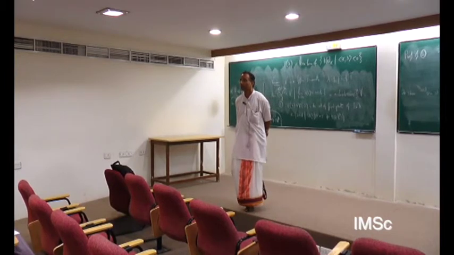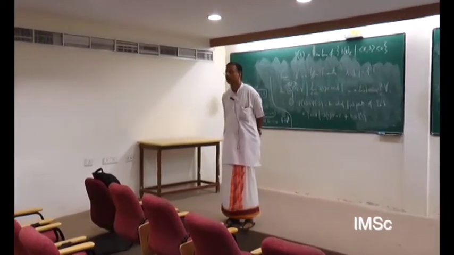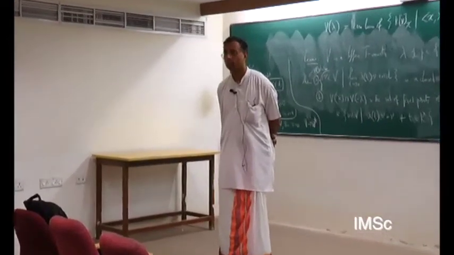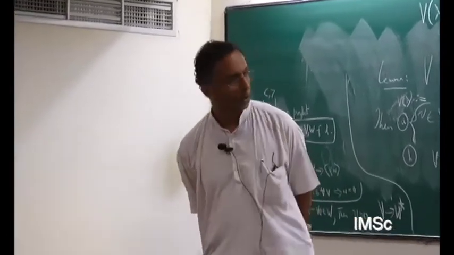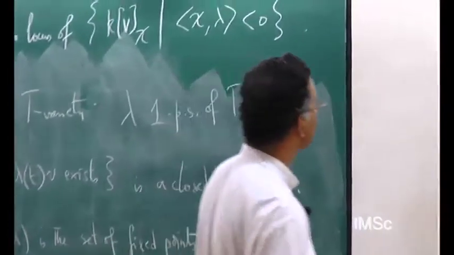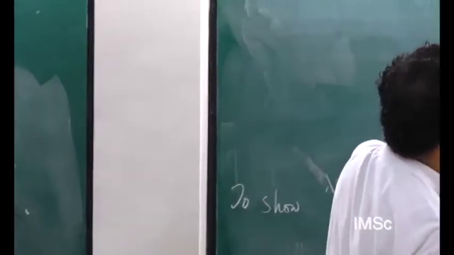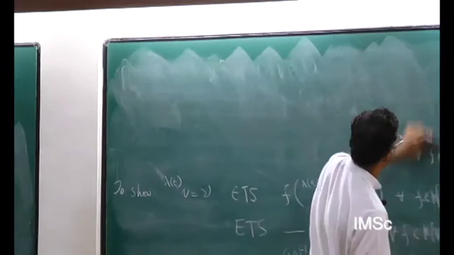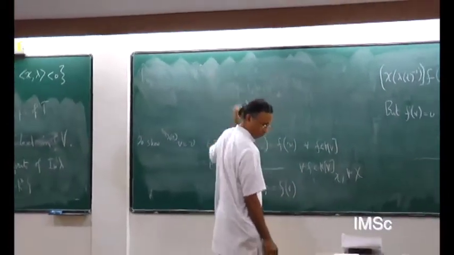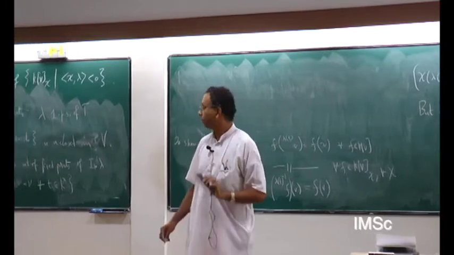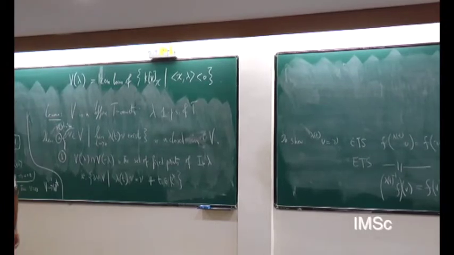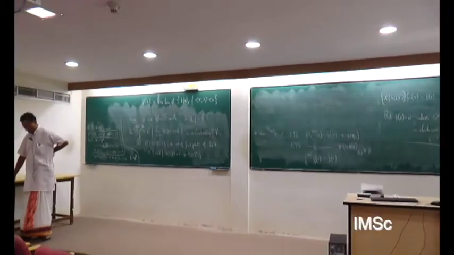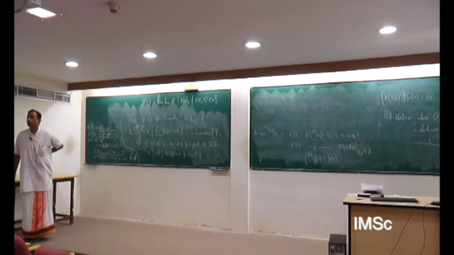If I have an injective morphism of diagonalizable groups G to H, then the induced map on characters will be surjective. If you have an injective map of diagonalizable groups, then the induced morphism on the character groups will be surjective. Okay, how do you prove this is the question.